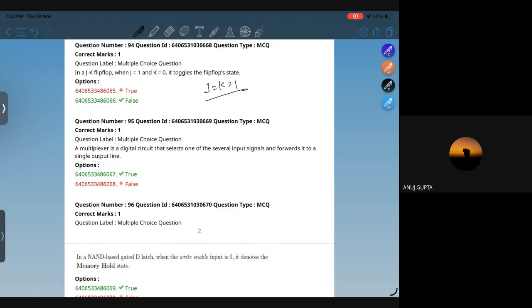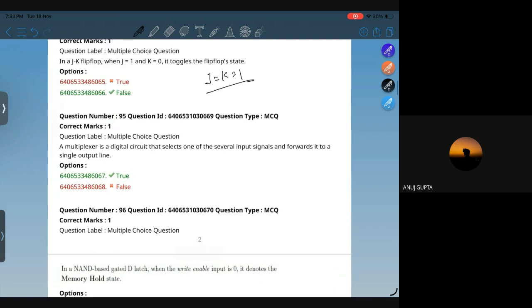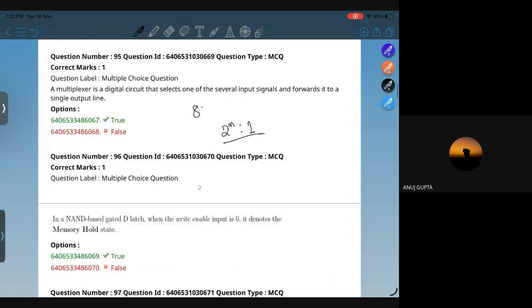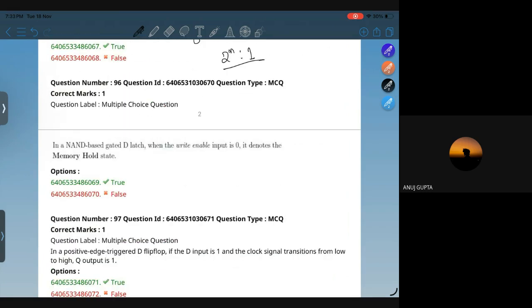A mux is a digital circuit that selects one of several input signals and forwards it to a single output line. That's why we have a 2 to the power n to 1 mux. In a NAND based D latch, when the enable input is 0, it denotes the memory hold state. Yes, if enable or clock is 0 in a latch, nothing would work.